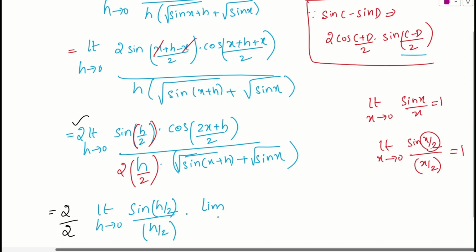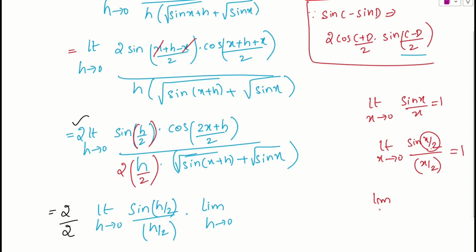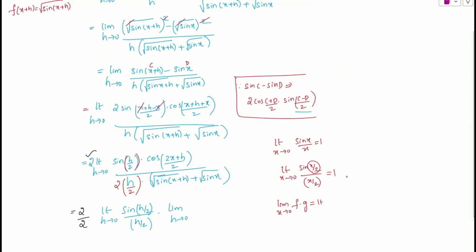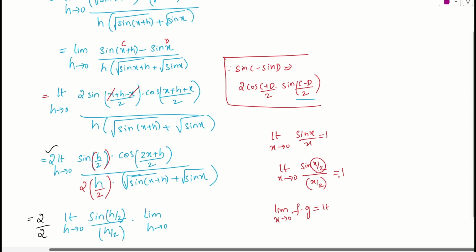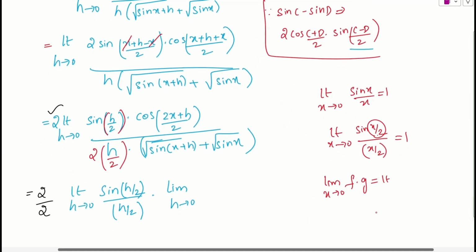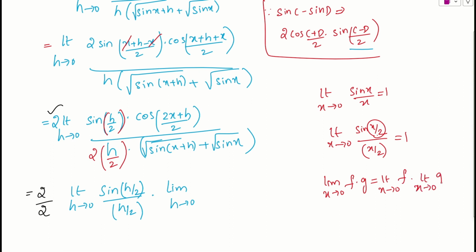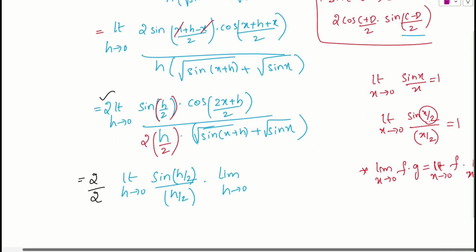In limits we have a property. What is the property? Let me write it down: limit x tends to 0, if you have f into g, I can write it as limit x tends to 0 of f of x, into limit x tends to 0 of g of x. I think it is too zoomed. Let me do it properly. Just a second. So limit can be done in this way. Is it okay? This is the property, and the same property I'll be applying here.